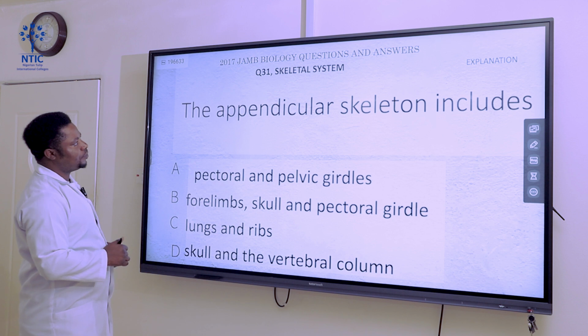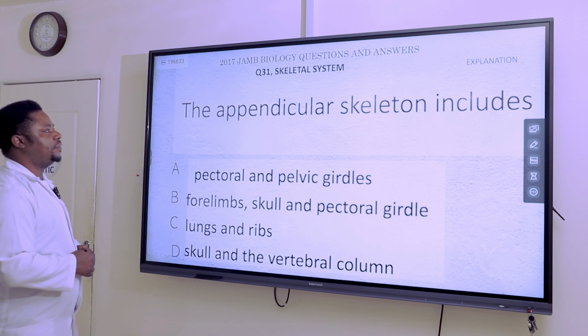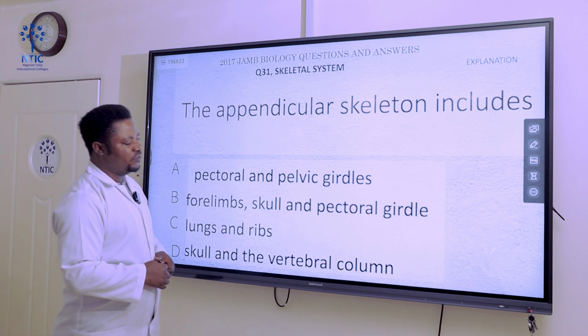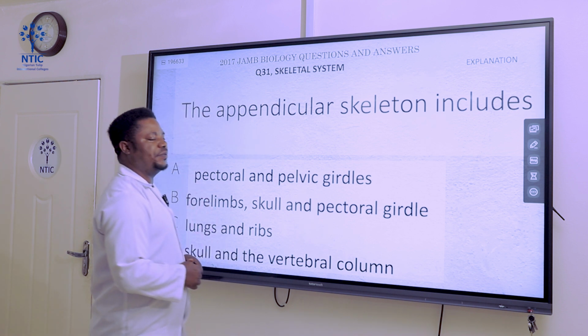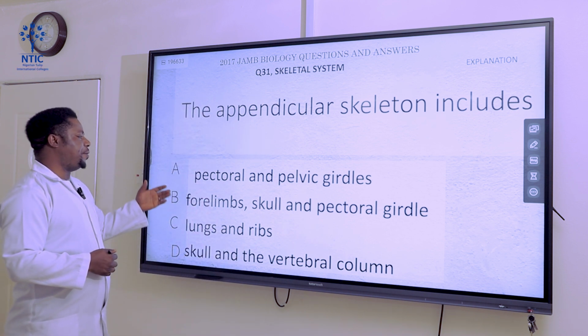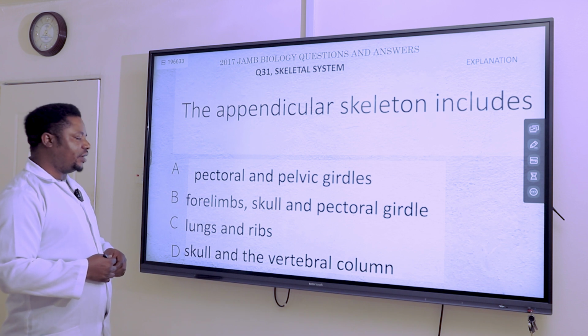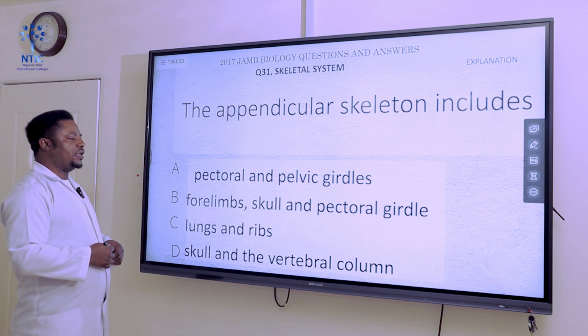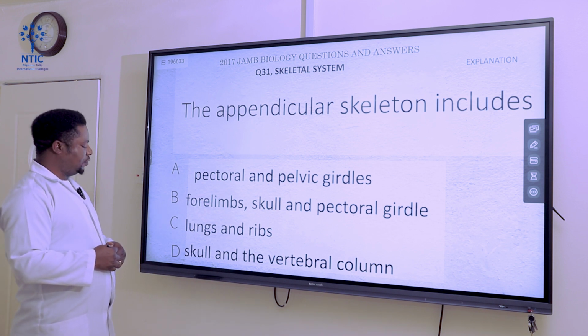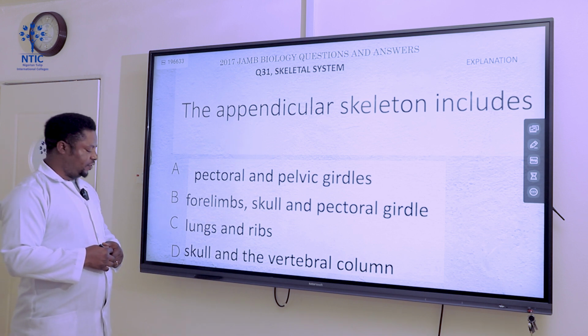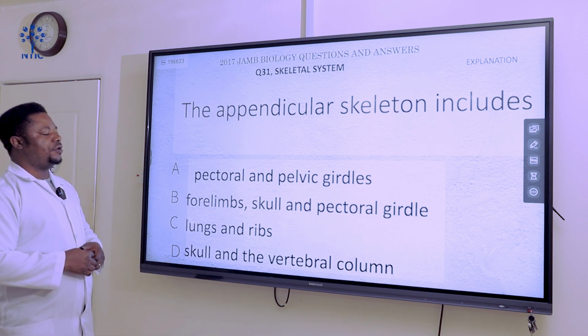Next question. Question number 31. The appendicular skeleton includes what? What makes up the appendicular skeleton? A, we have the pectoral and pelvic girdle. B, the forelimbs, skull and pectoral girdle. C, lungs and the ribs. D, skull and the vertebral column.